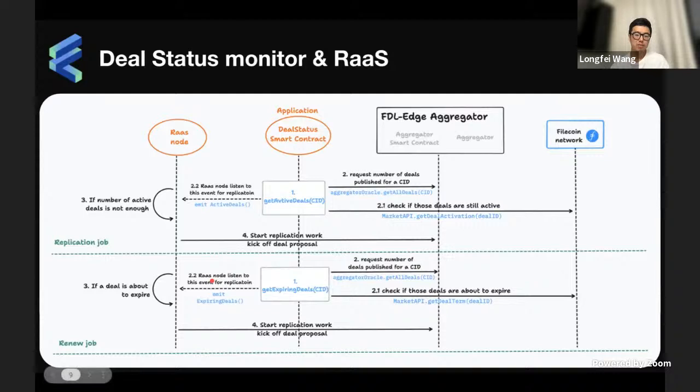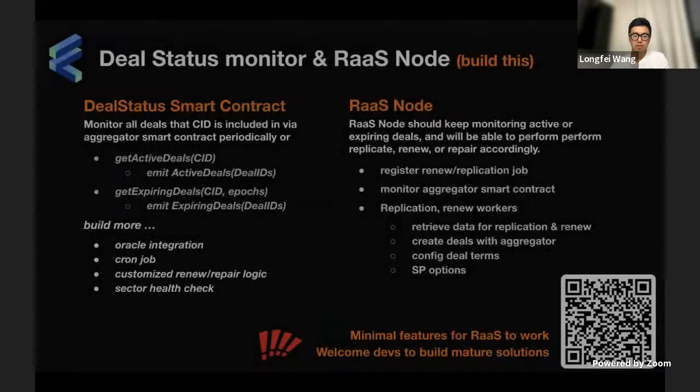If it's close to expiring, we're going to emit events, and those expired deals events will be listened to by the RaaS node, and the RaaS node will decide if there's a new deal that needs to kick off to do the renewal. And all this is the brief process of what a deals monitor and what the RaaS node should do.